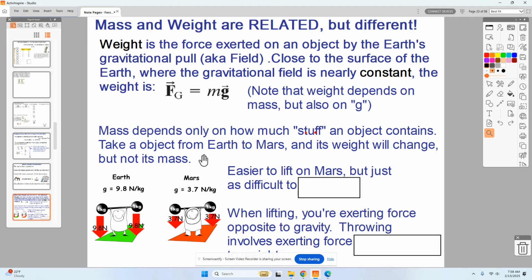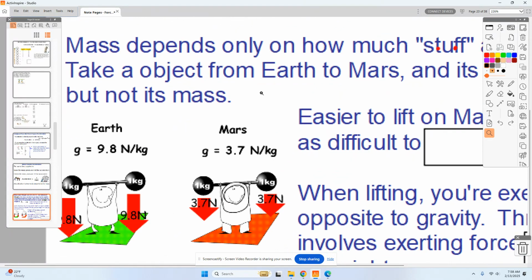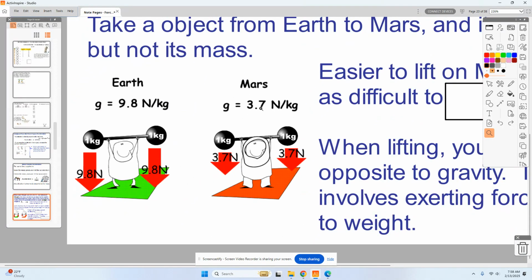Mars gravity, and it is a planet that we hope to actually go to at some point, is only about 3.7 newtons per kilogram, as opposed to here on Earth, which is about 9.8. So things on Mars would weigh a little bit less than half of what they do here. If here on Earth you weigh 150 pounds, on Mars you would weigh more like 60 pounds. It just has to do with the gravitational field being weaker there. And so newtons per kilogram is the unit that we would use for g.